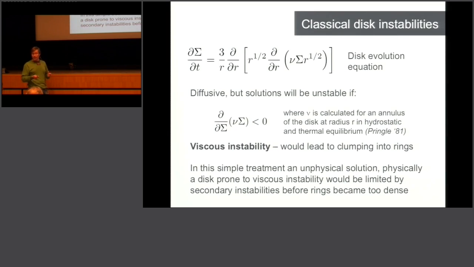In reality, of course, if you had a circumstance where the viscosity behaved in this particular way, something else would set in to limit that production of rings. For example, if the rings became too sharp, they would be unstable to additional hydrodynamic instabilities, which would tend to smear them out. And we'll discuss maybe what would happen in disks where you do produce rings tomorrow, in the context of thinking about how we could form vortices in rings. But anyway, this is a viscous instability.